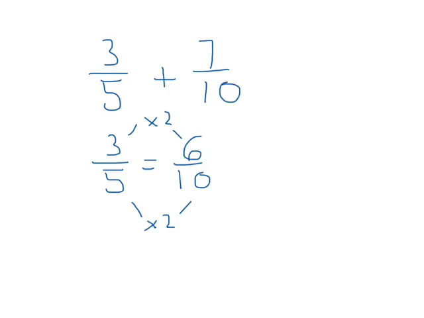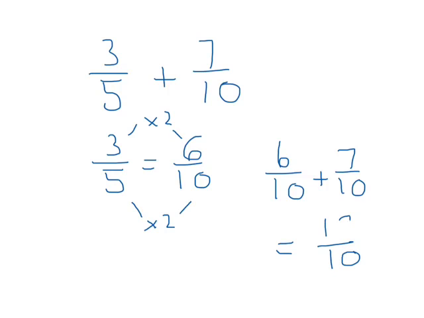So now all we have to do is 6/10 add on 7/10. They're going to be tenths. 6 add on 7 is 13. So your answer is 13/10. The same happens with subtracting.